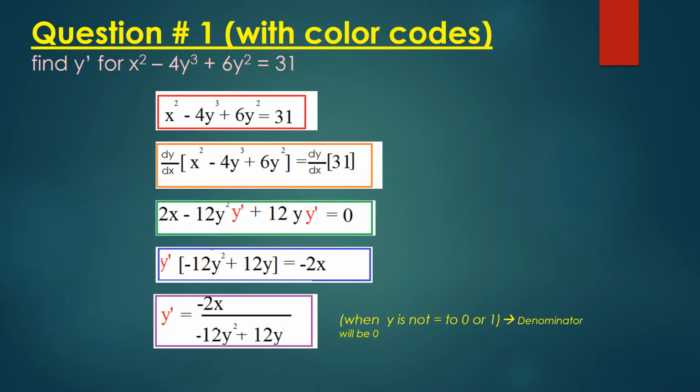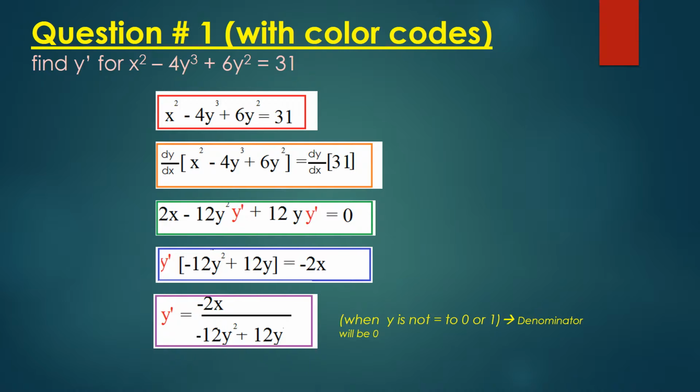And since 4y cubed contains a y, and we're finding the derivative of that term, you have to attach a y prime. So it's equal to negative 12y squared y prime plus 12y times y prime is equal to 0, because the derivative of 31 is always 0, or any constant for that matter.